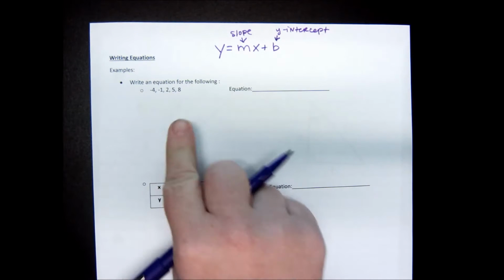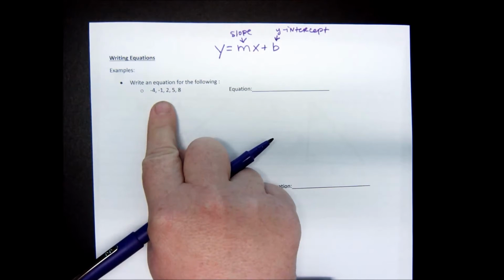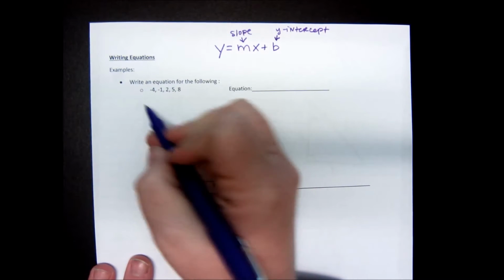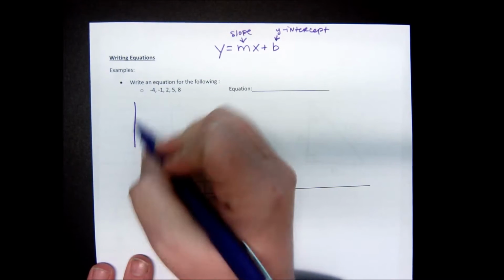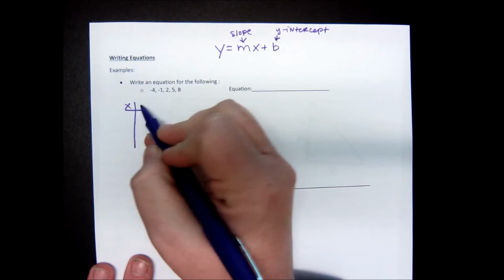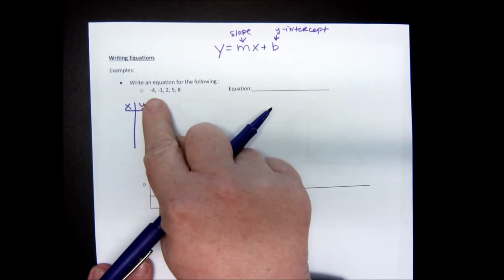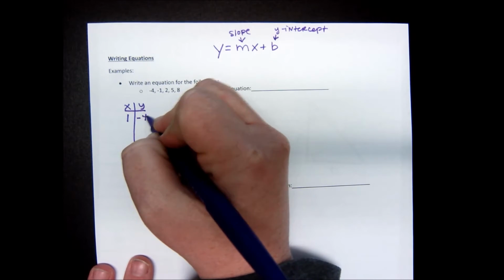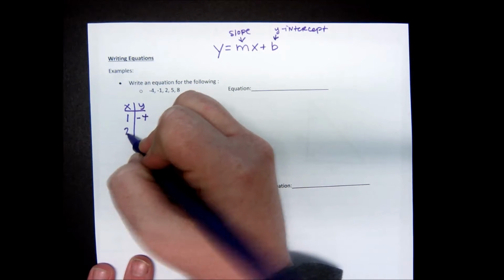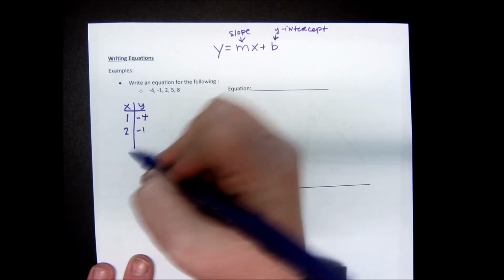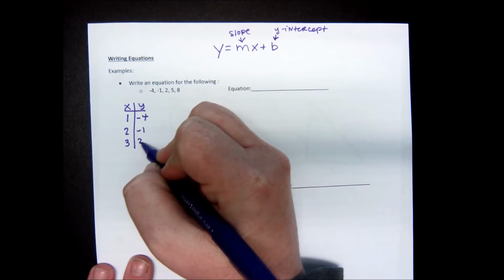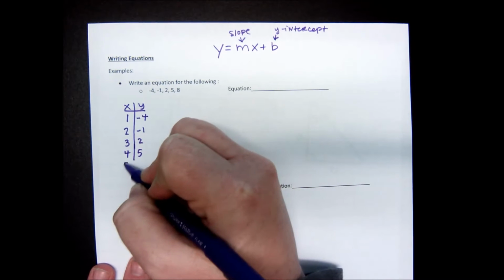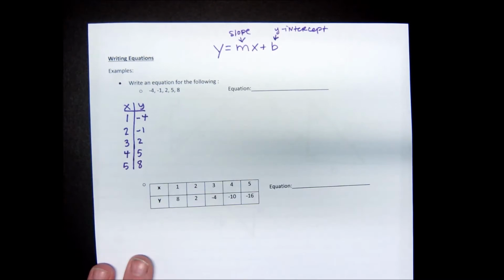So let's look at the first sequence. I have -4, -1, 2, 5, and 8. And I'm just going to take this and make a table out of it. Since this -4 is in the first position, the x value is 1 and the y value is -4. The second position holds a -1. The third position is 2. The fourth position is 5. And the fifth position is the number 8.